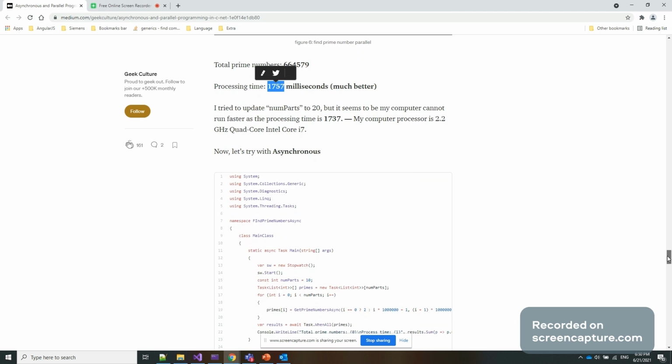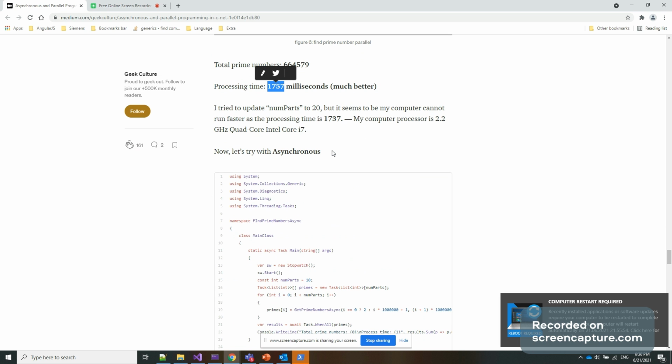Now, they also mention a number like 220. It seems the author's computer cannot run faster in the processing. His computer is a 2.2 gigahertz quad core Intel Core i7. So what it means is he divided the task from 10 tasks into 20 tasks, because in the example we divided into 10 tasks, but the result is the same. Similarly, he divided the main task into 20 tasks, but the result is more or less the same, because he has some limitation in his computer. On a higher-processing computer, the number will go lower.